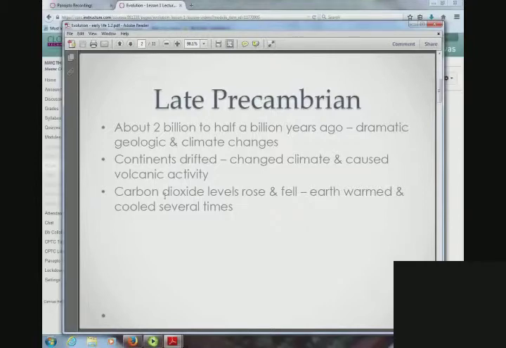During the late Precambrian period, about 2 billion to 500 million years ago, we saw dramatic geological and climate changes. The continents drifted, changed the climate, and caused volcanic activity. Carbon dioxide levels rose and fell. The Earth warmed and cooled several times during this time period.